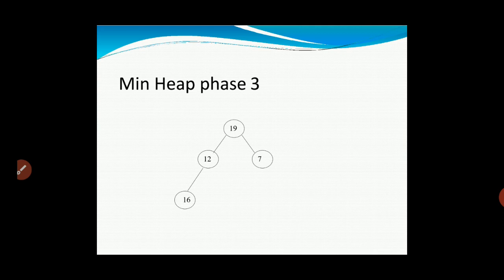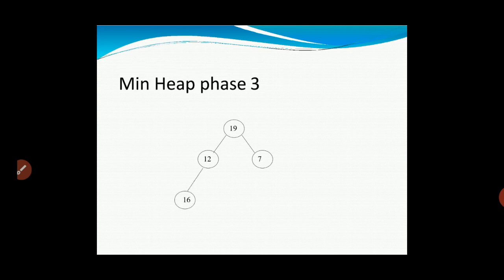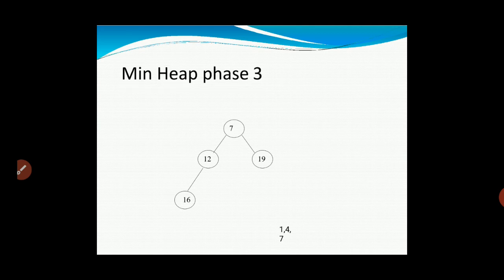Okay, so next is this: 19, 12, 7 and 16. Check the parent, and this is less than 16. 19 is also a parent, but greater than 12 and 7; 7 is lesser, so 7 goes to the upper position, and 19 is at the position of 7. This is a min heap, so we have to extract 7, then the element is stored in your array, and 16 at the position of 7.